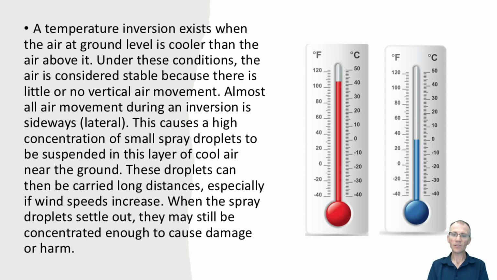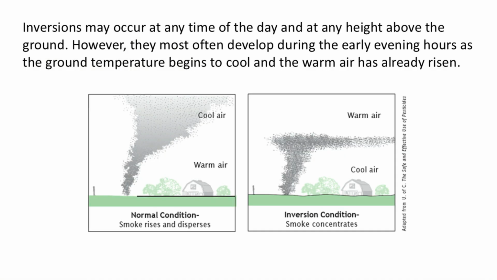This causes a high concentration of small spray droplets to be suspended in this layer of cool air near the ground. These droplets can then be carried long distances, especially if wind speeds increase. When the spray droplets settle out, they may still be concentrated enough to cause damage or harm. Inversions may occur at any time of the day and at any height above the ground. However, they most often develop during the early evening hours as the ground temperature begins to cool and the warm air has already risen. And take a moment to look at the two images on this slide to see what that looks like.